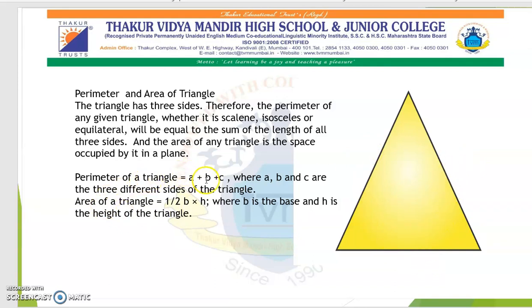Perimeter of triangle equal to A plus B plus C, where A, B, C are the three different sides of the triangle. If the area of a triangle we have to find, then it will be equal to half base into the height. Half base into the height. This is the base and this is the height of a triangle, where B is the base and H is the height of the triangle.